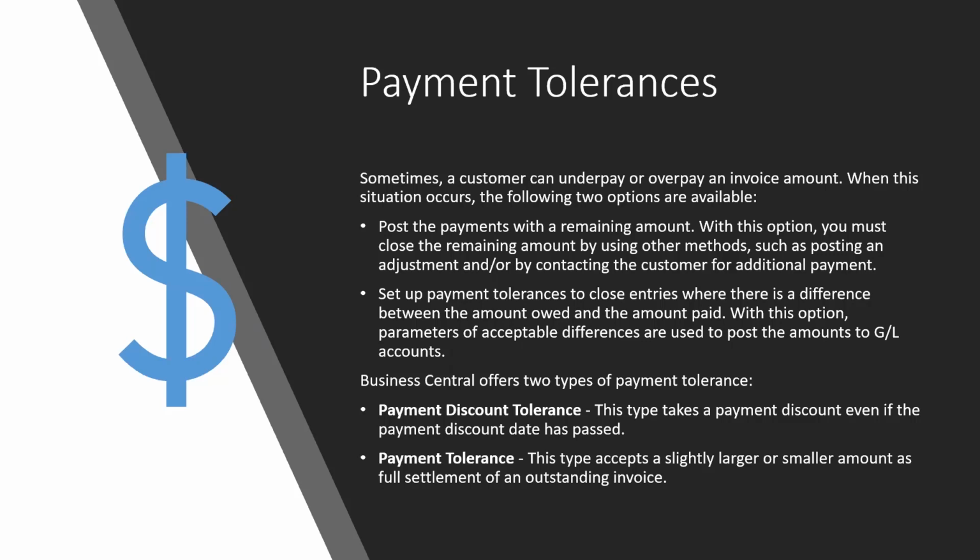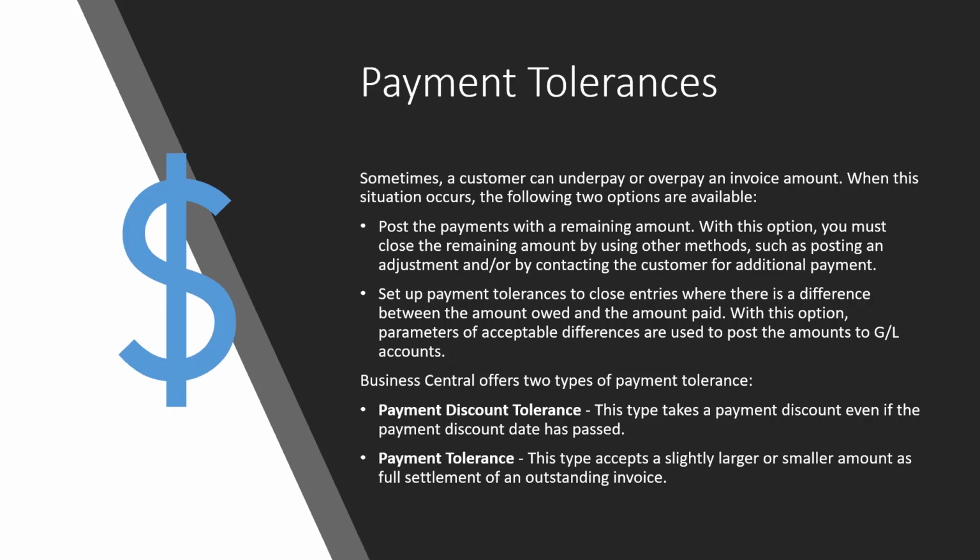When this situation occurs, the following two options are available. First of all, post the payments with the remaining amount. With this option, you must close the remaining amount by using other methods, such as posting an adjustment or by contacting the customer for additional payment. So you are being strict, which is not that it's the best practice, but it's still, of course, your decision, it's your policies. It depends on the type of product even and the amount, of course, because 1% of tolerance is not the same for retail services as for a wholesaling operation, of course.